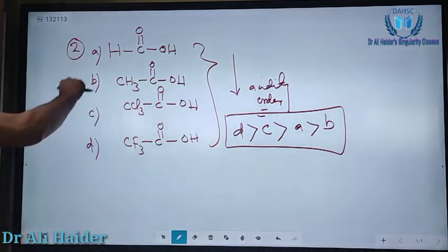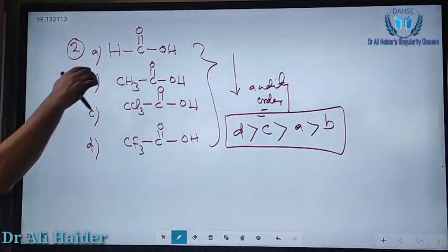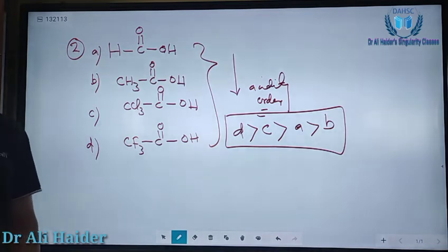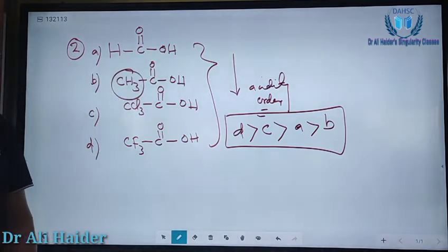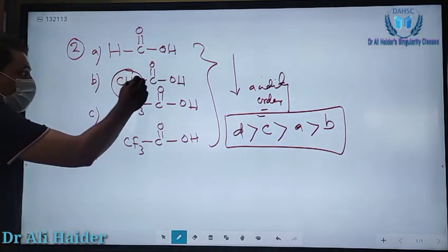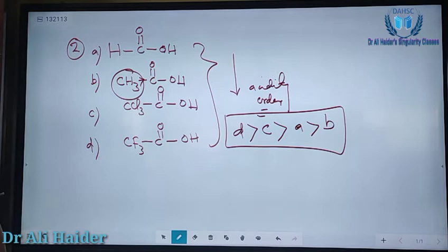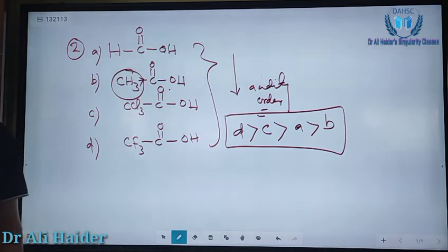Now what about A and B, which will be more acidic? A obviously, right? Because H is neither electron donating nor electron withdrawing, it is neutral. But if we talk about B, this is CH3, which is electron donating, because all alkyl groups are electron donating groups. If you donate electrons to this COOH, as a result the OH bond will be strong. It will not easily give H plus ion. So this will be weakly acidic. You got it?